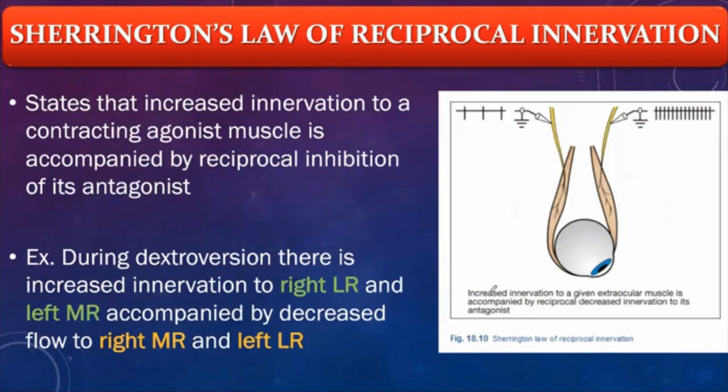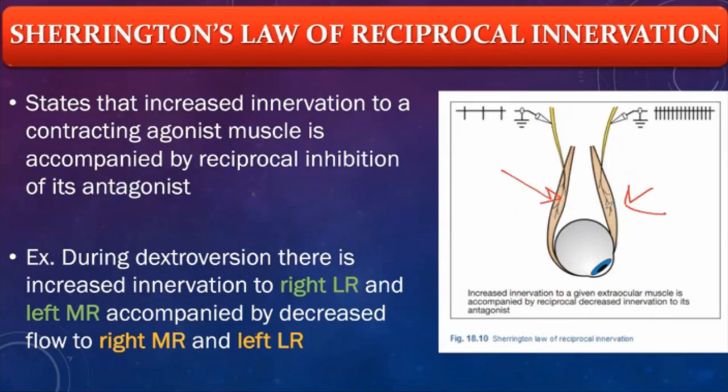The other law is called the Sherrington law of reciprocal innervation. The Sherrington law states that if there is increased innervation to a contracting agonist muscle, it must be accompanied by inhibition of its antagonist. So here is the agonist and here is the antagonist.